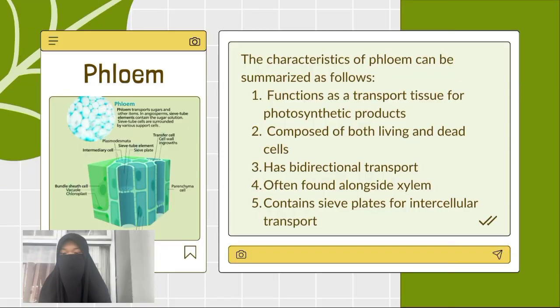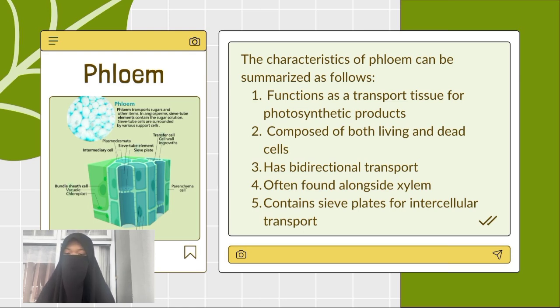Okay, the next characteristic is that it has bidirectional transport. Unlike xylem, which moves water only upwards, phloem can transport nutrients both upwards and downwards according to the plant's needs. And four, often found alongside xylem. Phloem and xylem are usually located together in vascular bundles throughout the plant, forming a complementary system for substance transport.